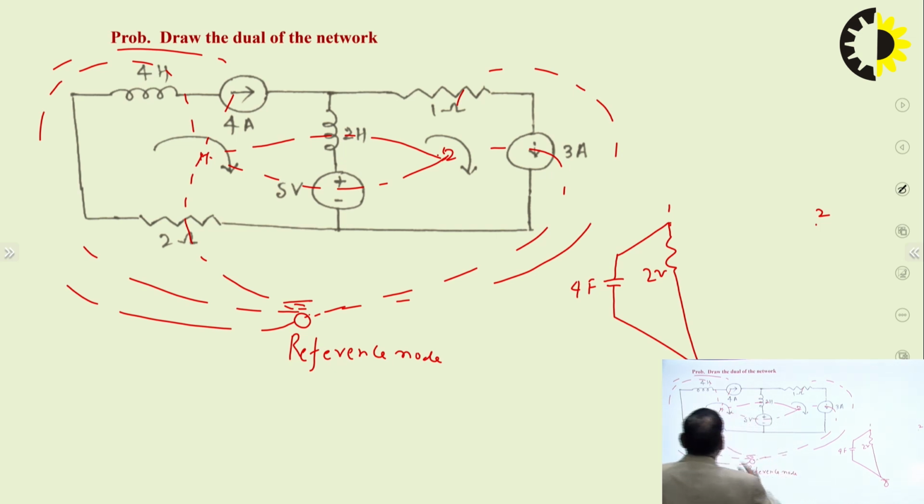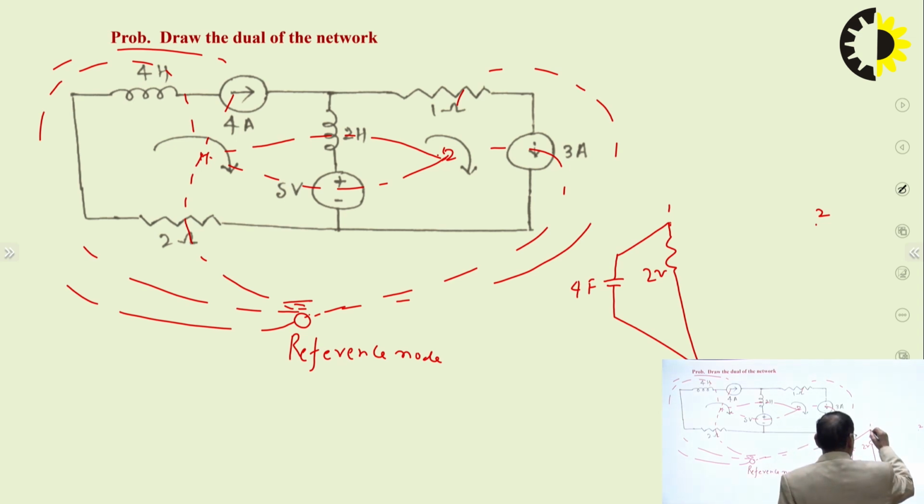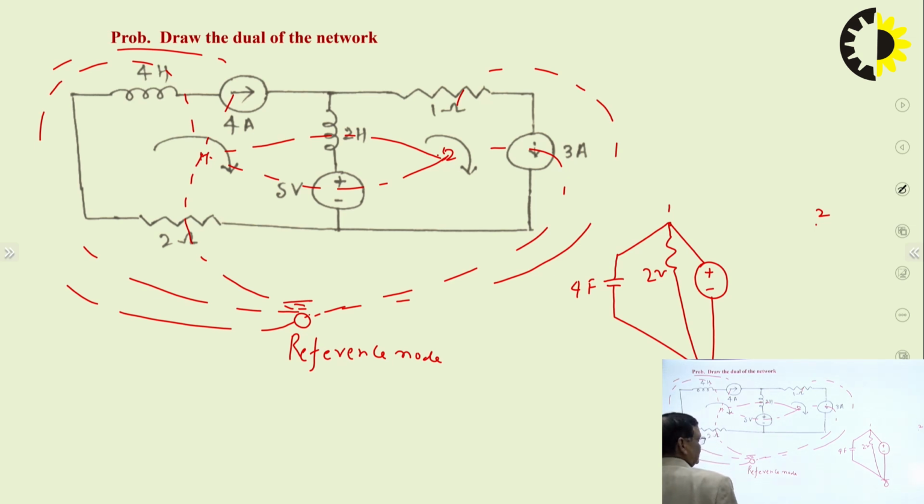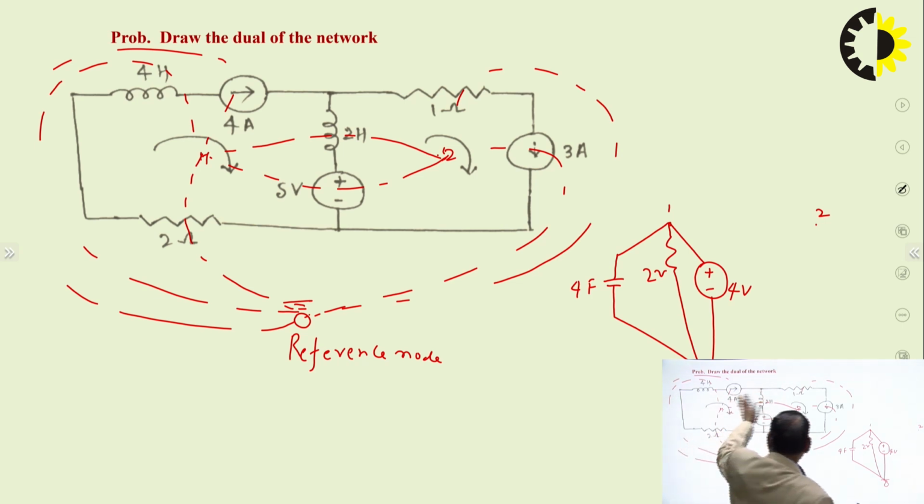This mesh current is supporting the direction of this 4 ampere current source. So its polarity will be plus towards node 1 and negative towards reference node, and this is your 4 volt, okay. So these 3 elements are in mesh 1 and the 2 Henry and 5 volt are common to both the meshes.